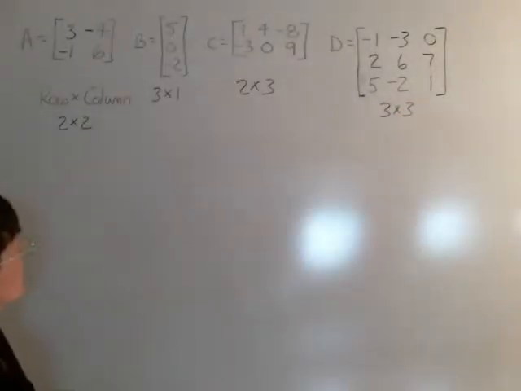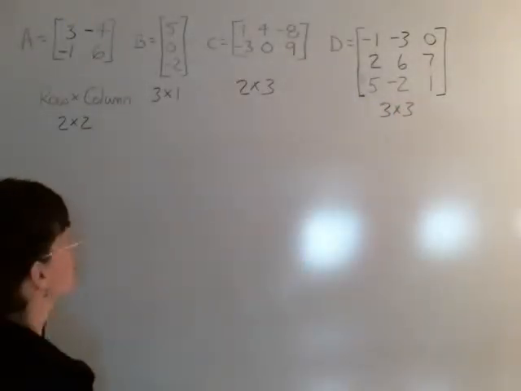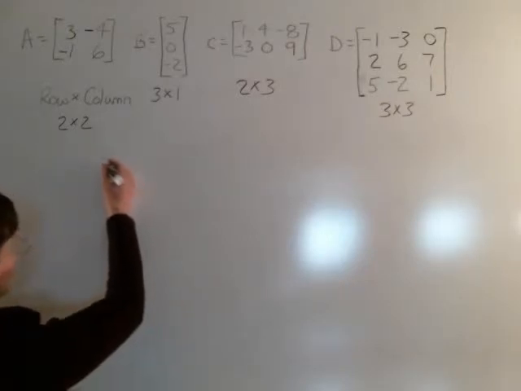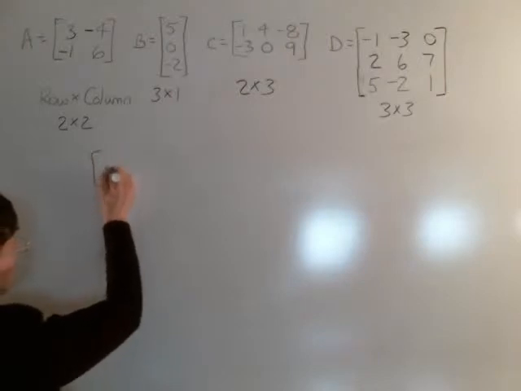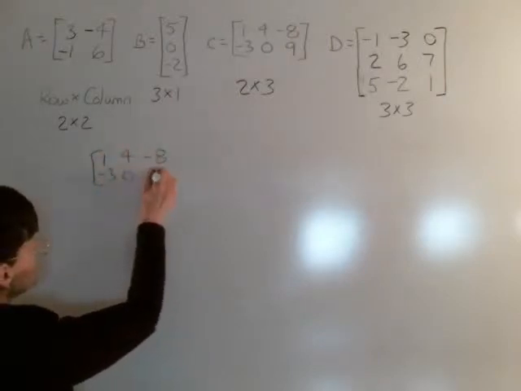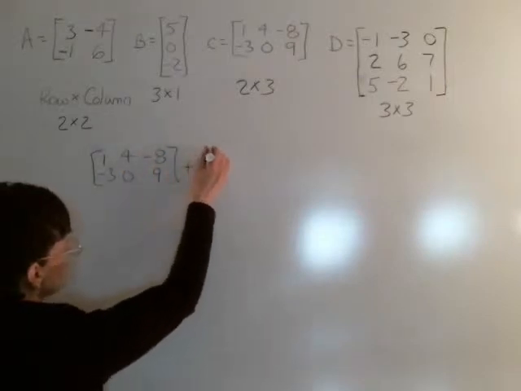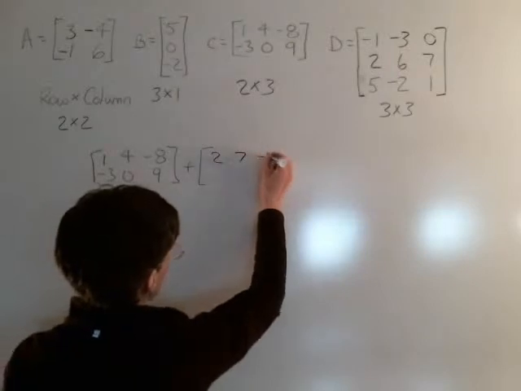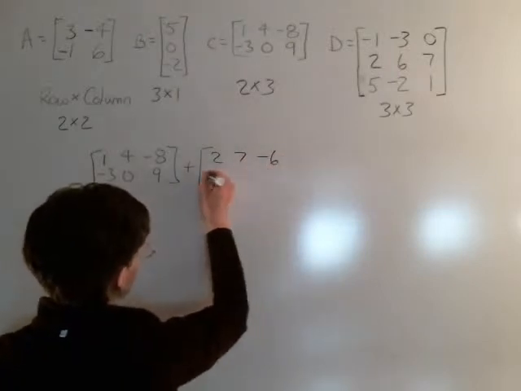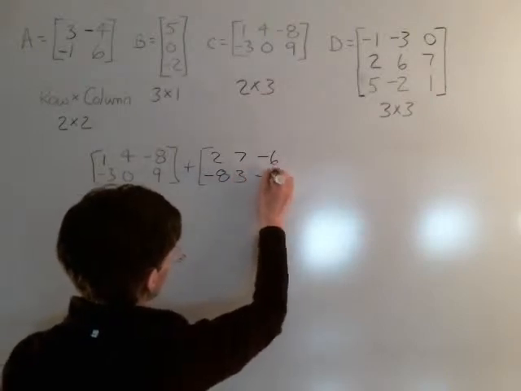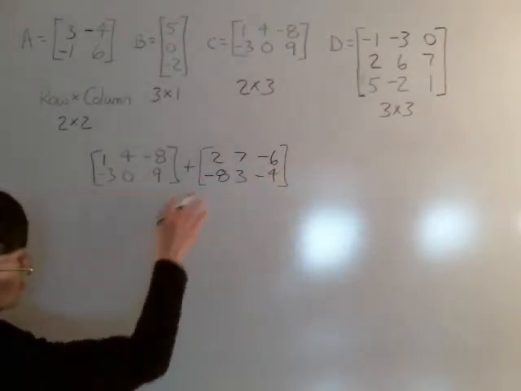Now, like I said, when we add and subtract matrices, they need to be the same size. We don't have any that have the same dimensions. I'm going to pick, though, matrix C, 1, 4, -8, -3, 0, and 9. And we're going to add another matrix that I just make up: 2, 7, -6, -8, 3, and -4. We're going to add these two matrices.